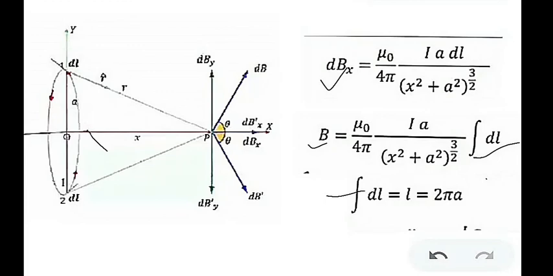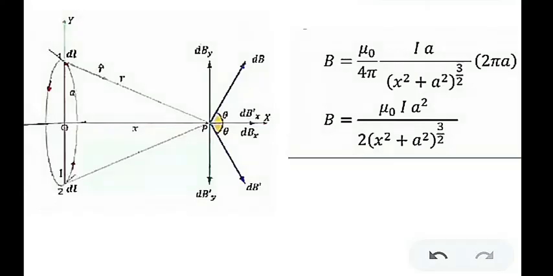Now put this value here. So we will get B equal to mu naught upon 4 pi I a upon x square plus a square to the power 3 by 2 into 2 pi a. Now cancel pi with pi, and a into a is a square. So B equal to mu naught I a square upon 2 x square plus a square to the power 3 by 2.